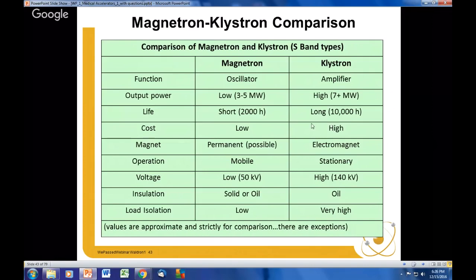Klystron's high. With a magnetron, I can use a permanent magnet for the magnetic field. The klystron doesn't inherently use a magnetic field. It does have a solenoid around it to focus the electron beam, although small klystrons can function without that. Magnetrons can be placed in aircraft at very high power levels, and so they're quite mobile. A high-powered amplifier, klystron type, is going to be difficult to operate in different orientations. It can be done, but it's quite expensive to do so.